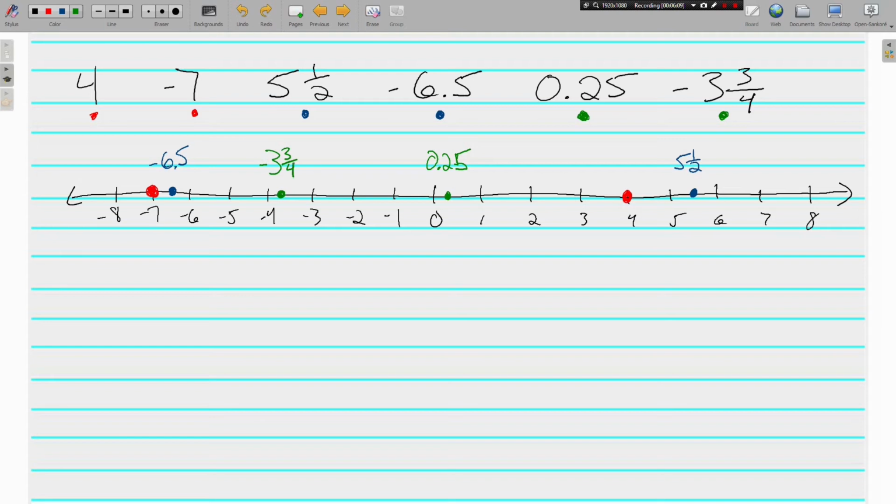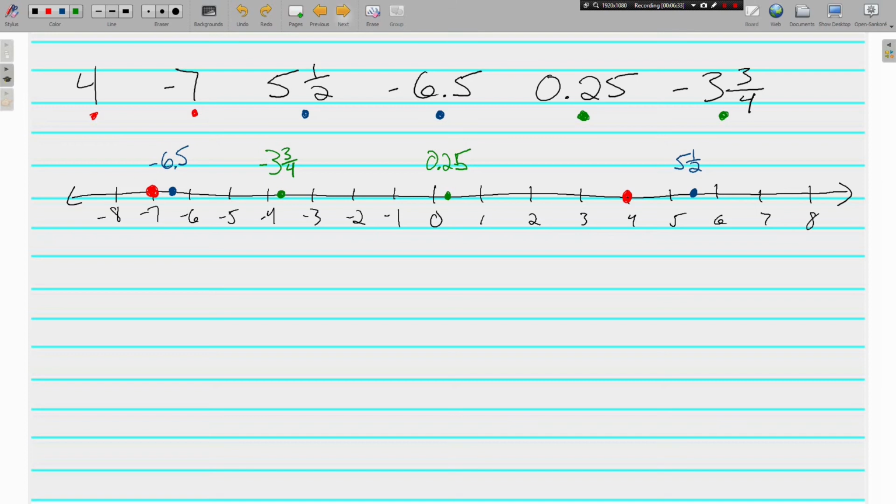Alright, so we can still plot our rationals on the number line. We just have to be careful when we have our fractions and our decimals. Which whole number, which integer are they closer to? Make sure your dot is closer to the correct number. Or if it's a half or a 0.5, make sure it's right in the middle, right in between.